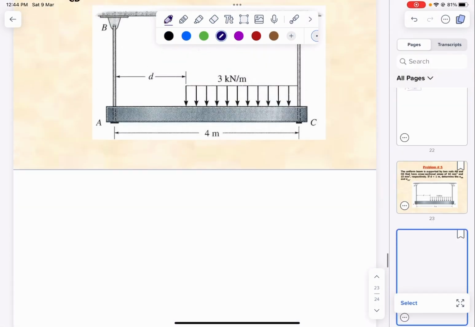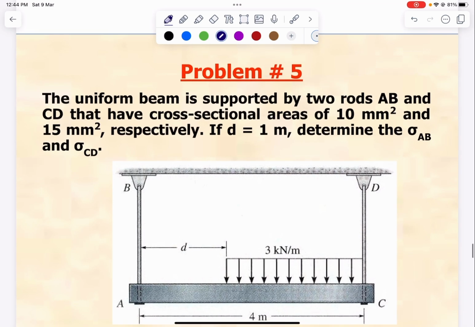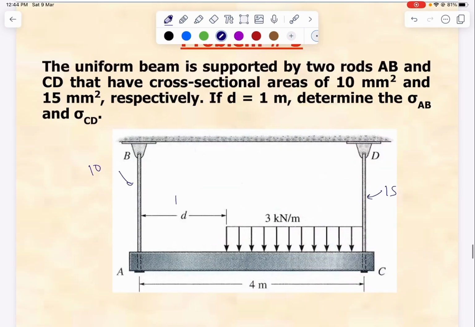Okay, so let's see this question. The uniform beam is supported by two rods AB and CD. Have a cross-sectional area of 10 and 15. So this one has a cross-section of 10 and this one has a cross-sectional area of 15. And this distance, it told us, is 1 meter. Determine the average normal stress in AB and CD.